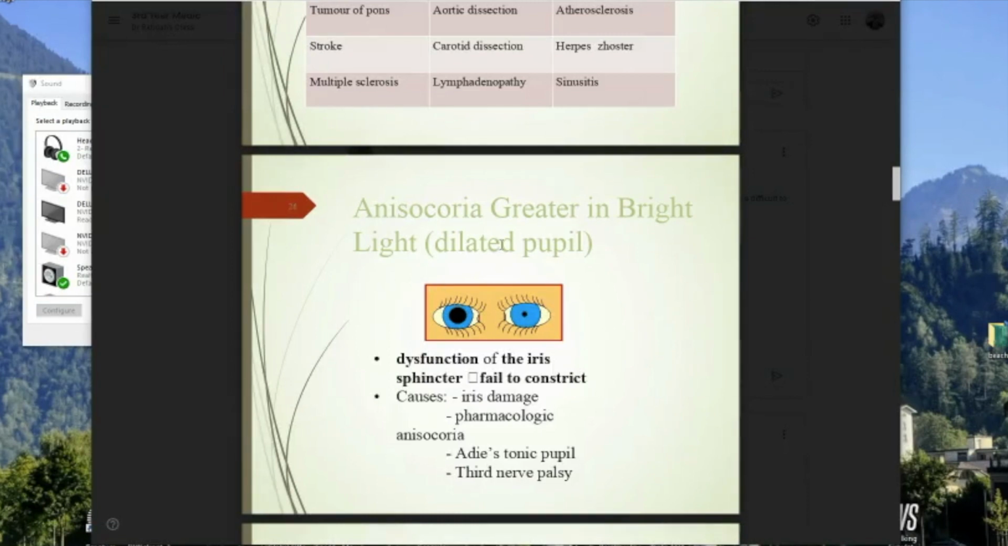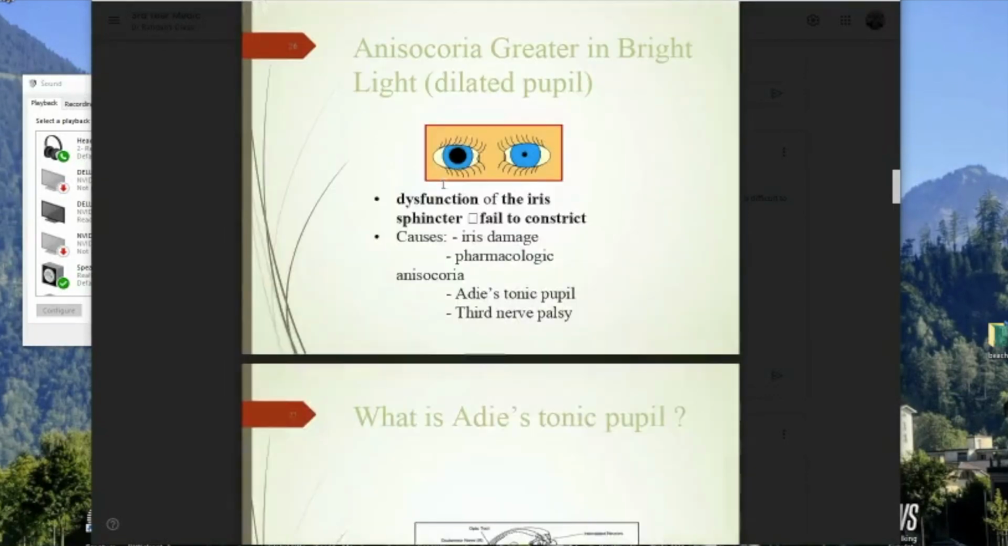But however, in this patient, it keeps on dilating. So the difference is more in the bright light. It should be constricting, but instead it continues to dilate. It fails to constrict. So what is the problem? One of the problems is iris damage, for example, traumatic mydriasis.